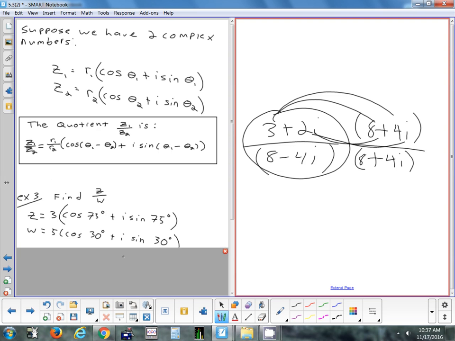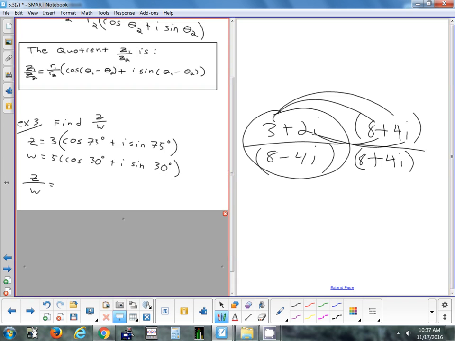This we should be able to do really fast. When I divide these two numbers, z divided by w, what's my radius? Yep, 3/5. You don't need to change that to a decimal. So it's just 3/5. And what's going to be my angle? Yeah, go ahead, Jim. Would it be 45? Yeah, it's going to be 45. And how'd you get that? I just subtracted the two angles that they give us. Yeah, subtract 75 minus 30.